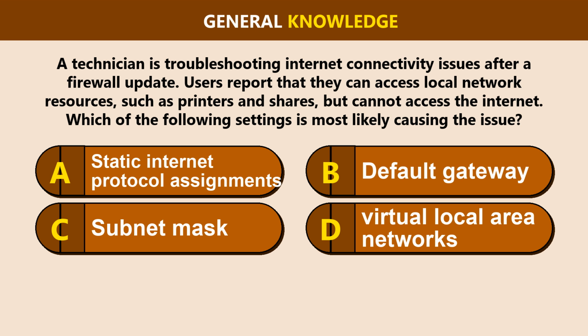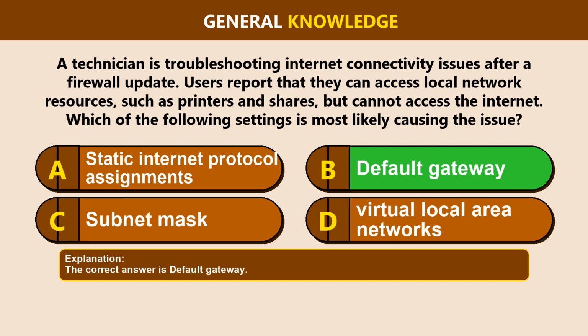Option B, default gateway. Option C, subnet mask. Option D, virtual local area networks. The correct answer is option B, default gateway.